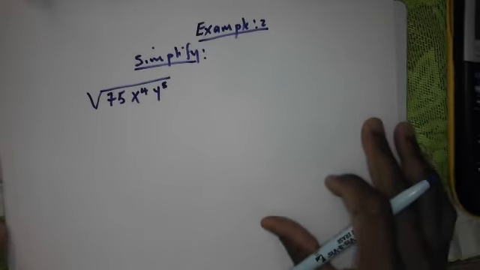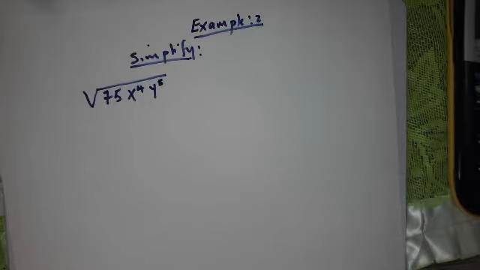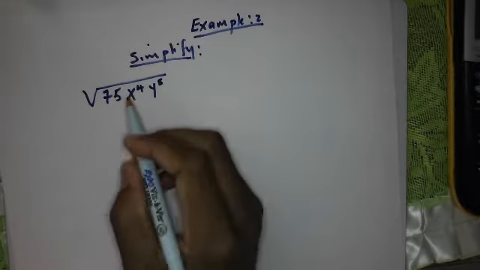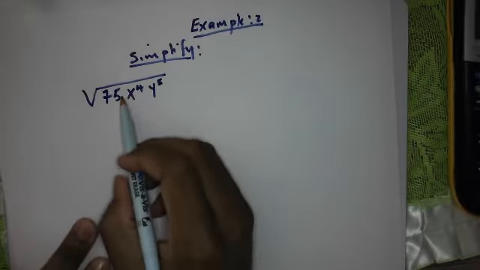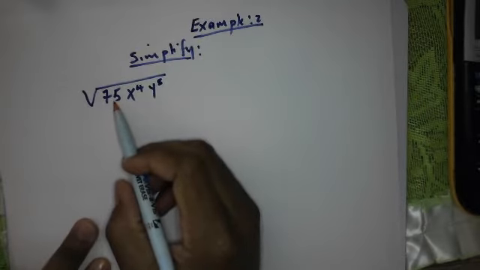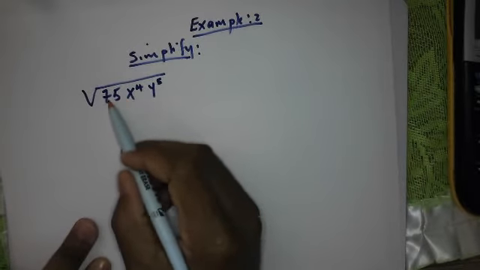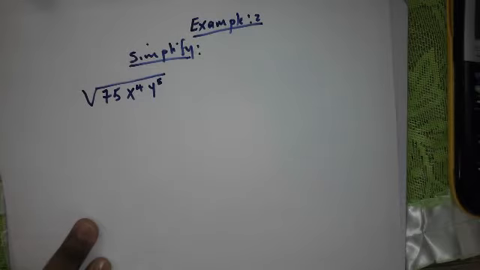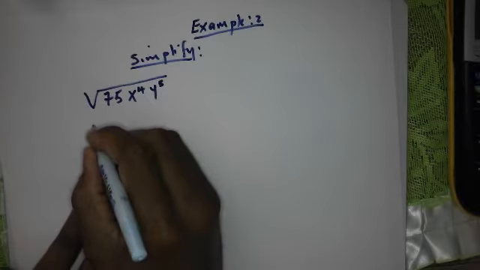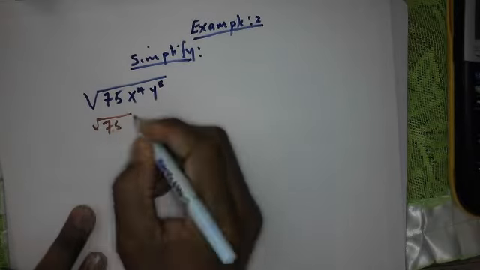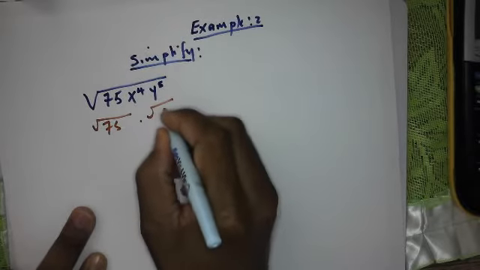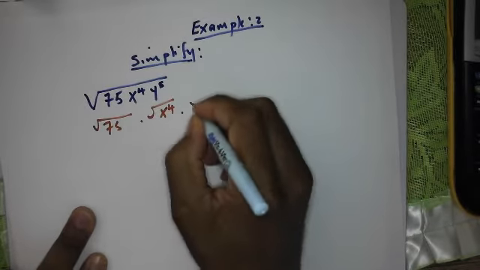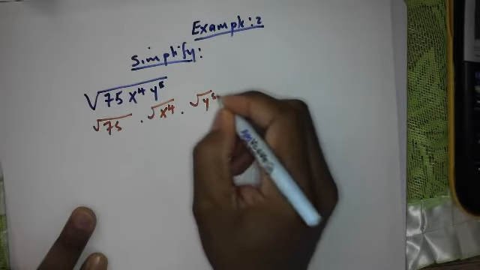Example 2 is the same kind of principle, but we're going to step it up a little bit. When you have situations like this, you want to break the radical, just as we said before, so that the individual terms under the radical have their own radical. So I can break this as the square root of 75 times the square root of x to the 4 times the square root of y to the 5.